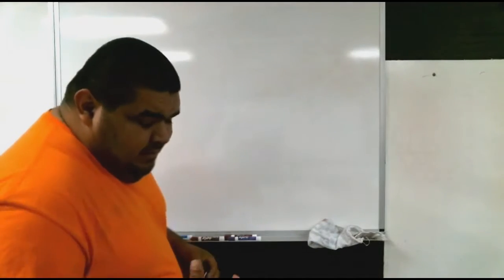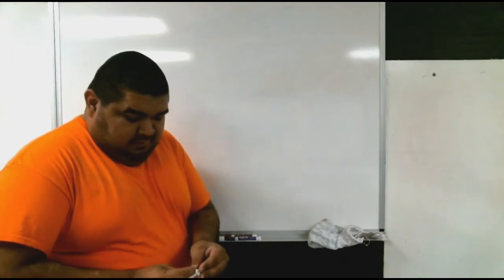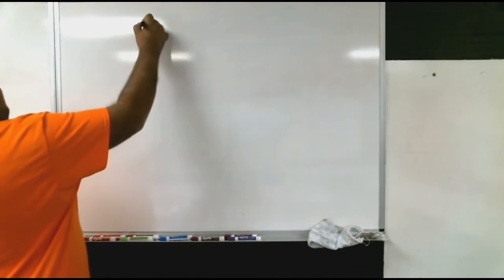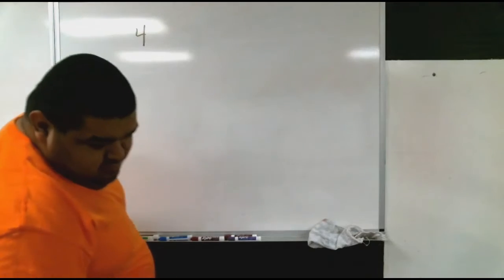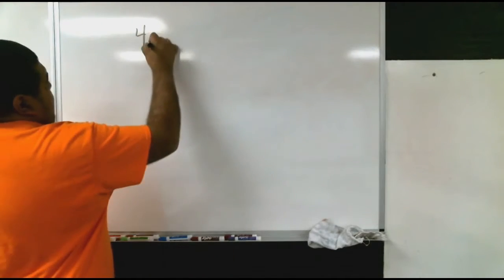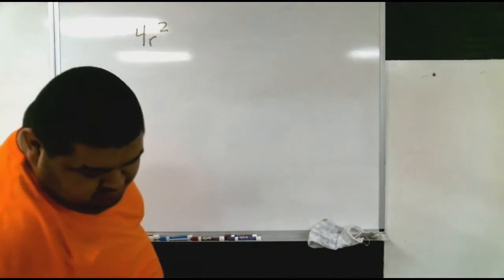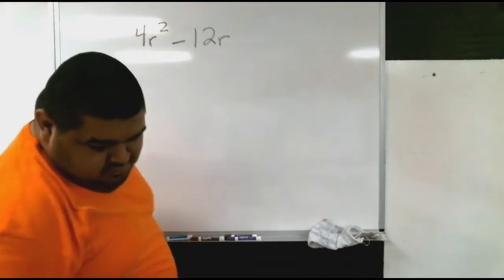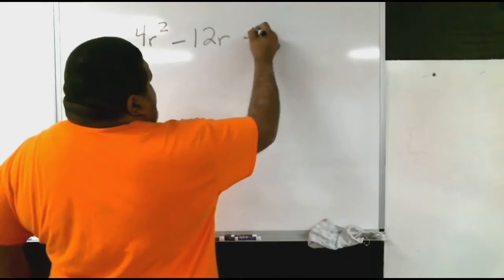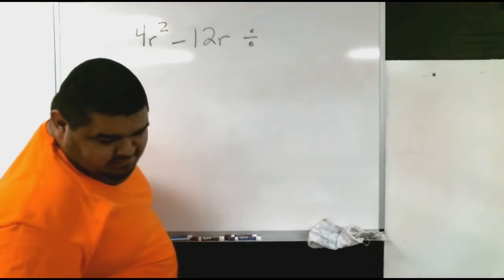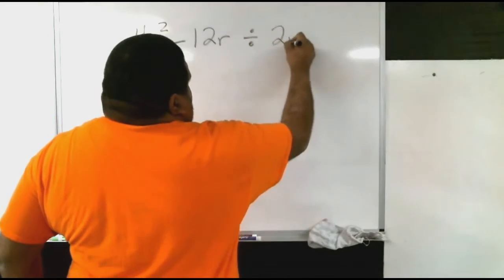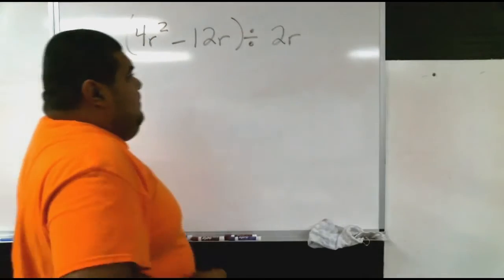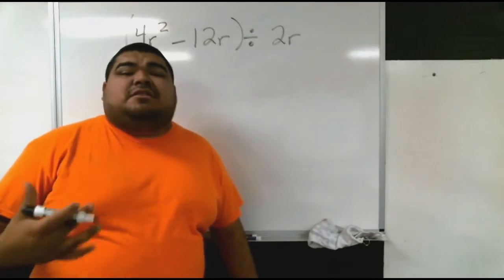if I have something like 4r squared minus 12r divided by 2r, okay? Sometimes you might see it with parentheses. It's okay, it's still the same thing.